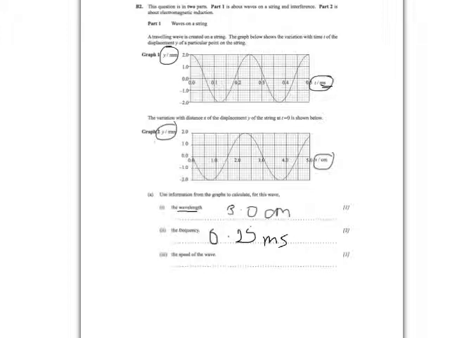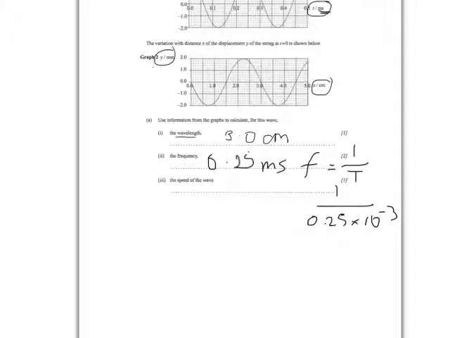So now we have to find frequency, which is equal to 1 over period. So the answer will be 1 over 0.25 times 10 to the minus 3, which gives us an answer of 4,000 hertz. As you can see, they've tried to make this question a little bit harder by sneakily putting in some units which you would need to convert.